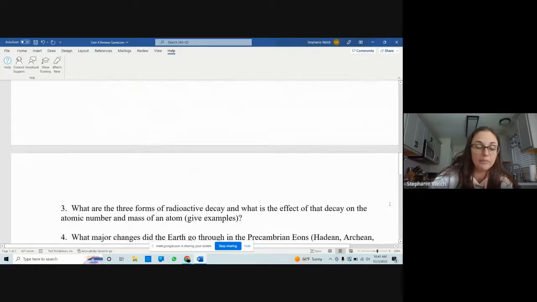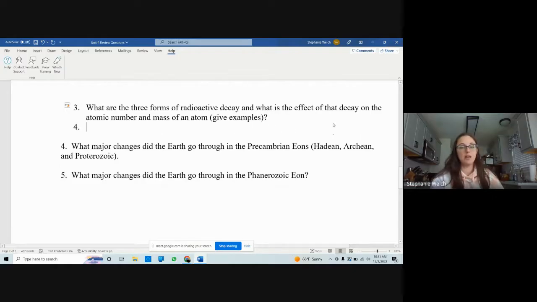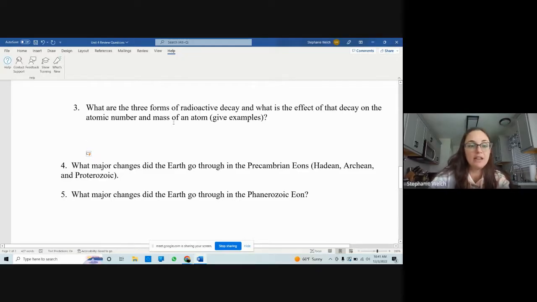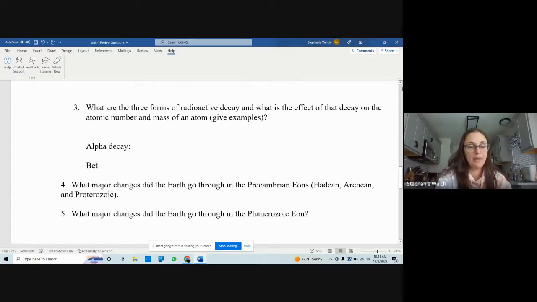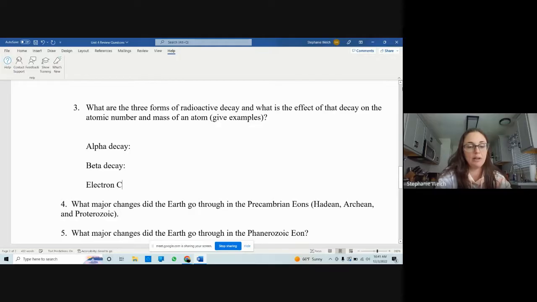Okay, so the next question down here is all about radioactive decay. What are 3 forms of radioactive decay? And what is the effect of that decay on atomic number and atomic mass? So the 3 forms of radioactive decay are called alpha decay, beta decay, and electron capture.